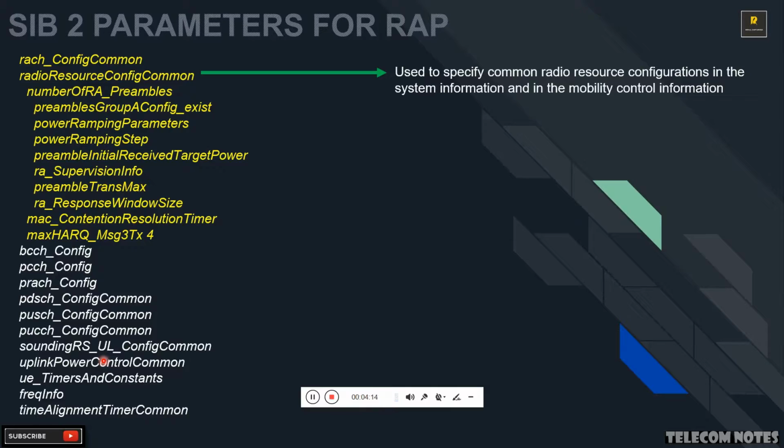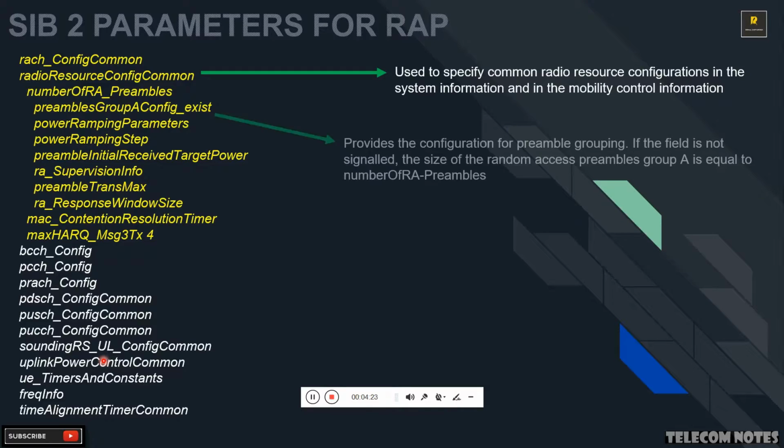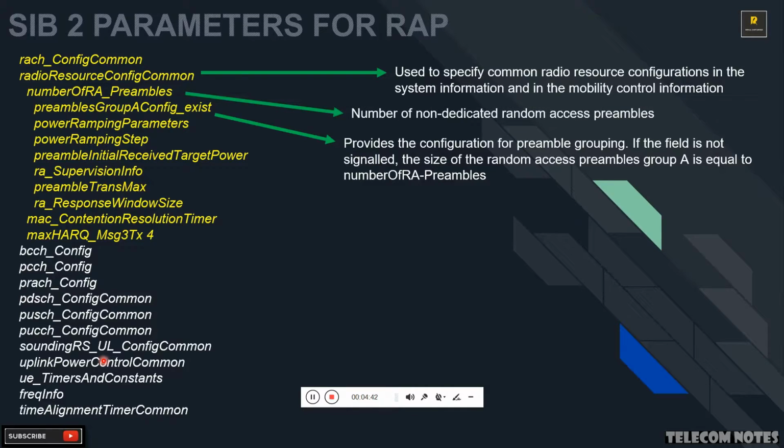Radio resource config common is used to specify common radio resource configurations in the system information and in the mobility control information. Preambles group A config exists, provides the configuration of preamble grouping. If the field is not signaled, the size of random access preamble group A is equal to the number of RA preambles. Now number of RA preambles, the number of non-dedicated random access preambles.